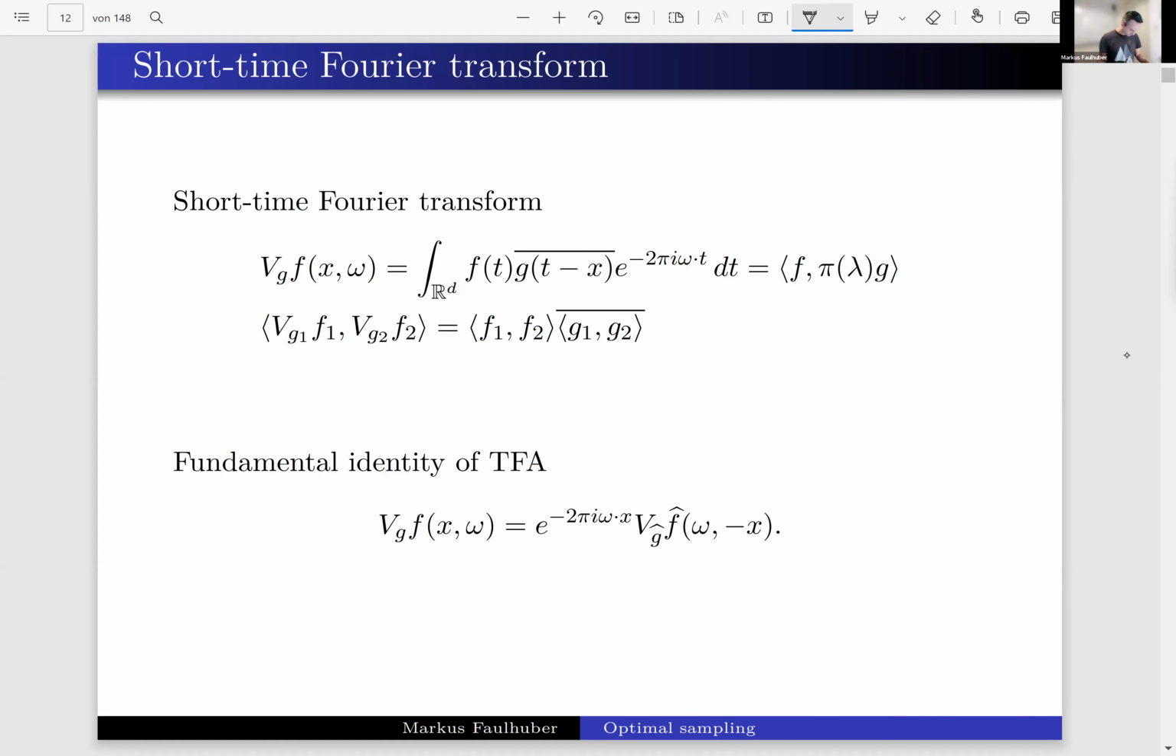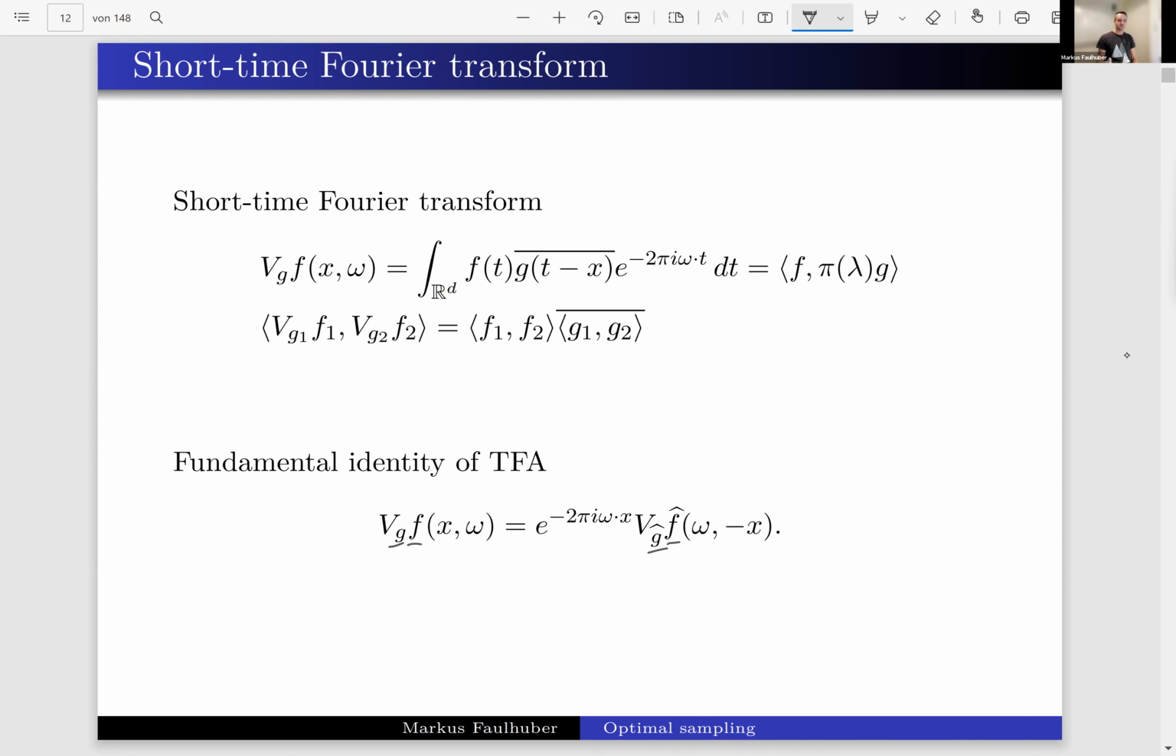And one thing I also want to briefly mention is this fundamental identity. The idea is always we want to localize something in time, and at the same time we also want some localization information in the spectrum. And then we see, okay, if we localize F with the window G, this is the same, up to this phase factor which we simply ignore, as localizing the spectrum with the Fourier transform of the window.